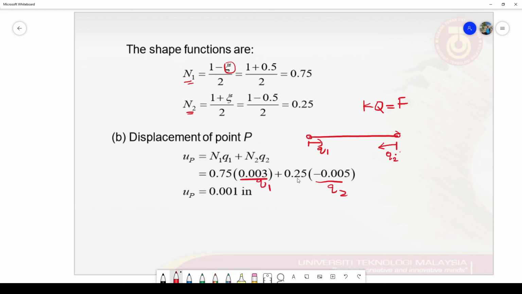This is our q2, so this element is under compression. If we look at the two values of q1 and q2, and supply N1 and N2 as we obtained from the above solutions, then we will find that point P is located there. At point P, we can see that the element, exactly at point P, is still experiencing some deformation, which is directed, moving on the right hand side, by 0.01 inch.